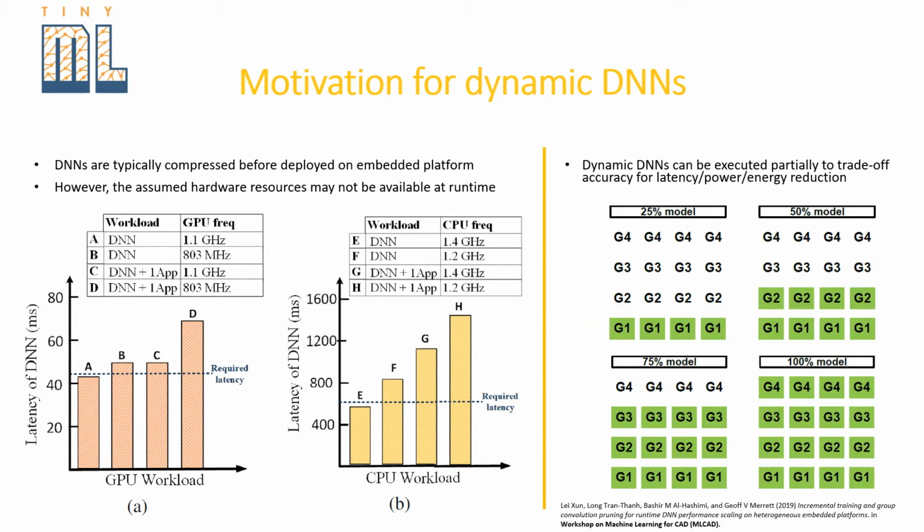One solution to this problem is dynamic neural networks, which can be executed partially to trade off accuracy for latency, power, and energy reduction. In the figure here, we have one dynamic neural network backbone with 4 different subnetwork configurations. For example, the 25% model only uses 25% of the model parameters for inference, and the 100% model is the full model. The 100% model is more accurate but also slower. At runtime, different subnetworks can be switched and executed for different amounts of available hardware resources.